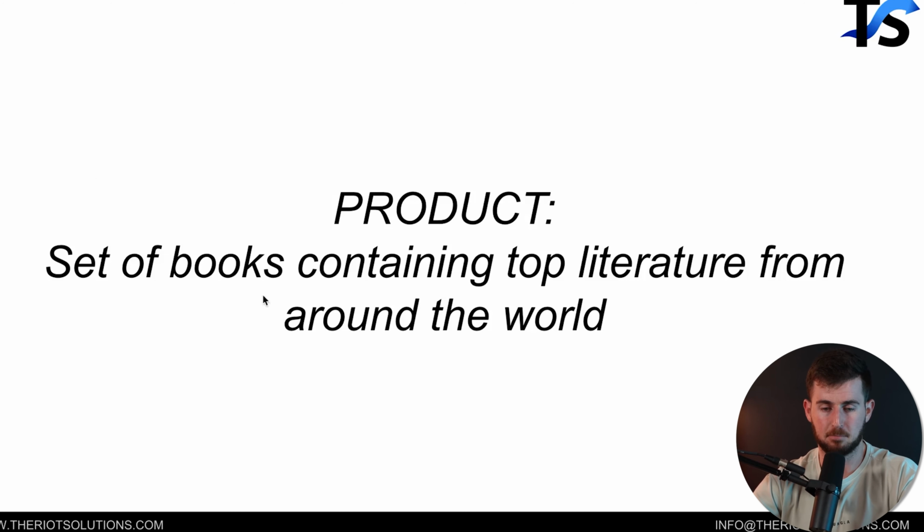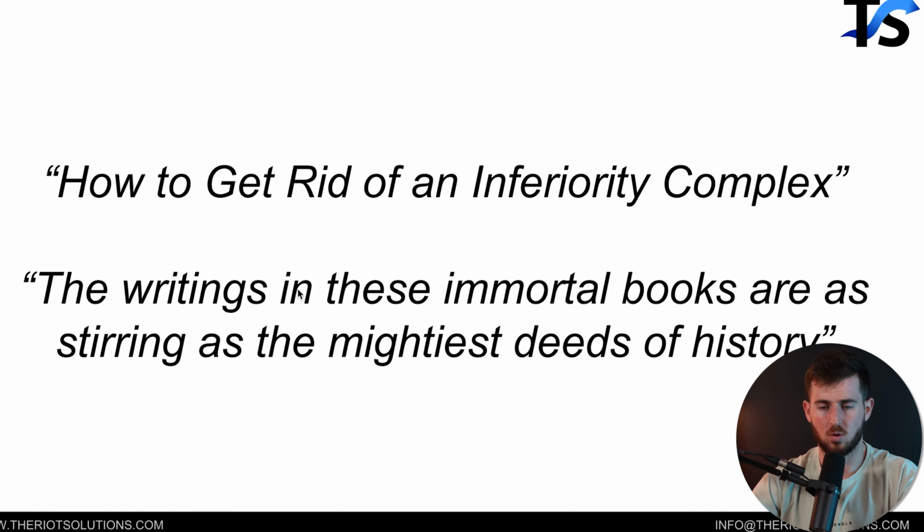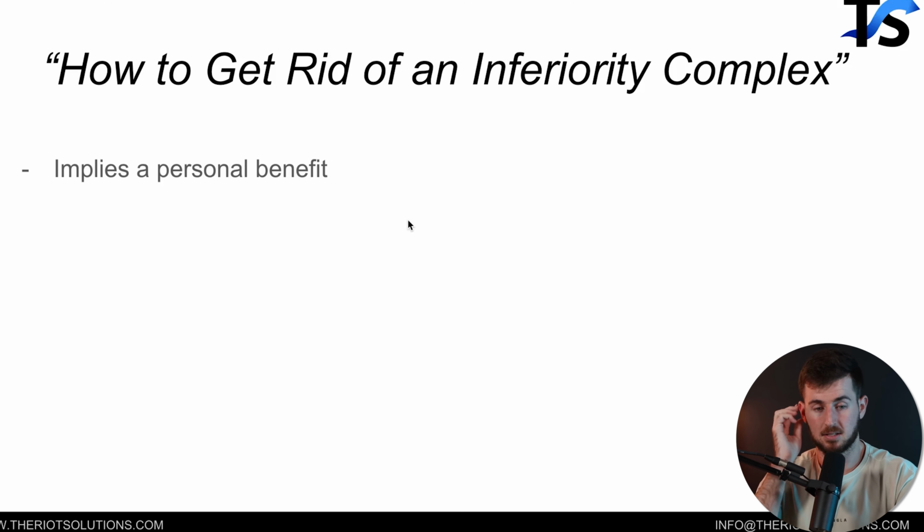And this is a set of books containing top literature from around the world. So think of like some National Geographic books, I want to say. This is the one that I was kind of unclear of what this is. So I also got this incorrect, but how to get rid of an inferiority complex. The writings in these immortal books are as stirring as the mightiest deeds of history. All right, 3, 2, 1. How to get rid of an inferiority complex did win.